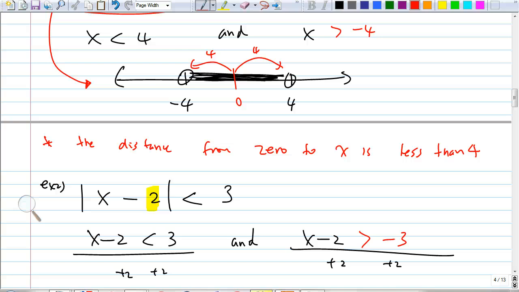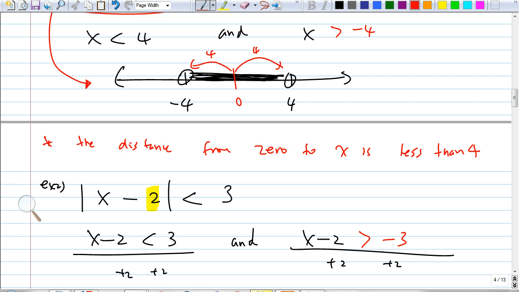So what do you get when you add 2 to both sides? Oh, do we switch the sign? When do we switch the inequality symbol? When you are multiplying or dividing by a negative, that is correct. Only switch the inequality symbol when you're multiplying or dividing by a negative.